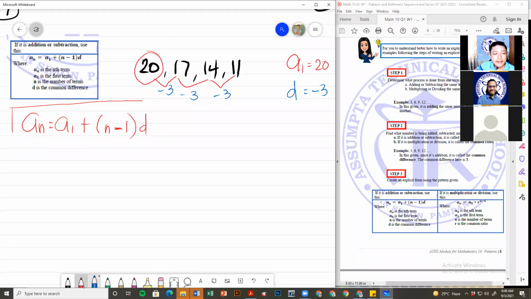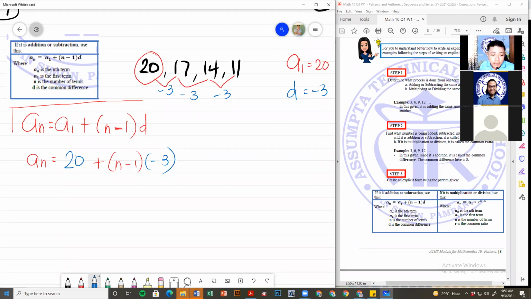So we have here a sub n is equal to, what's our a sub 1? Type in the chat box, please. What is our a sub 1? 20. Correct. You just type 20 here. 20 plus, we have n minus 1. Retains as n minus 1. And then what's our common difference? Type it in the chat box, please. I would like to see if you can identify it. What's our common difference? -3. Perfect. That's -3. Okay. Now, tandaan.